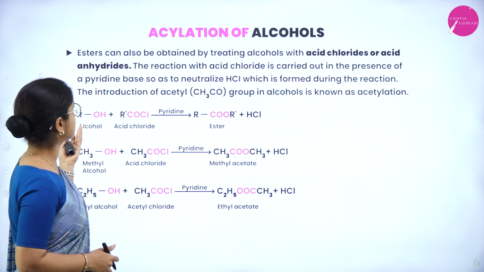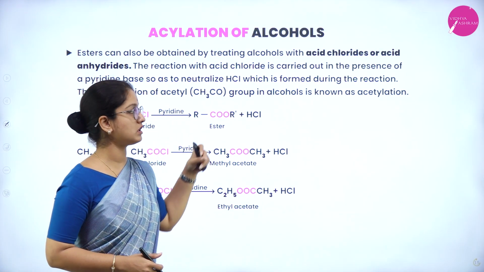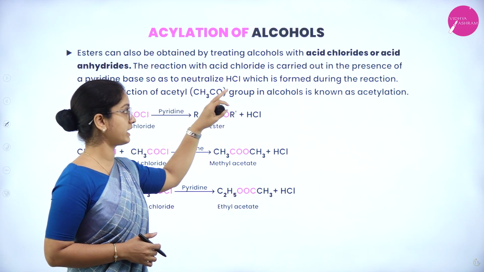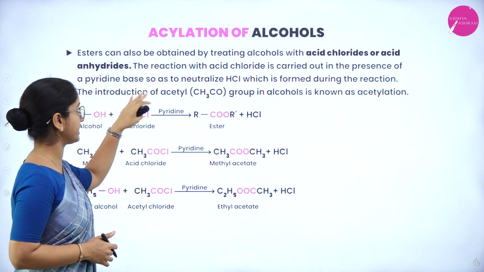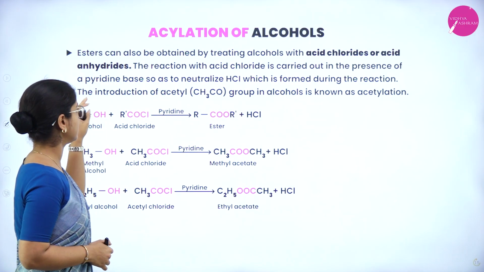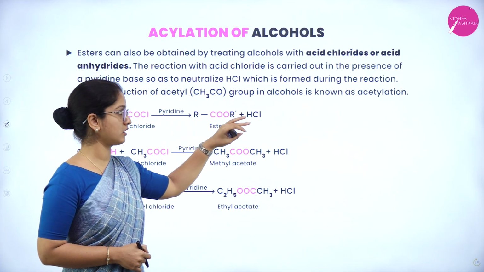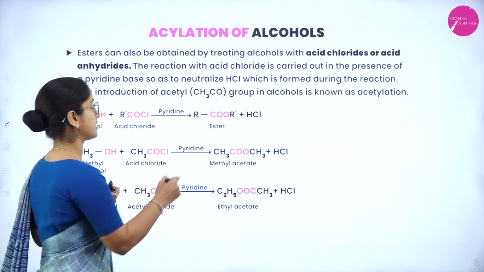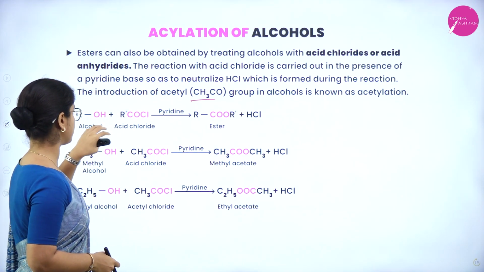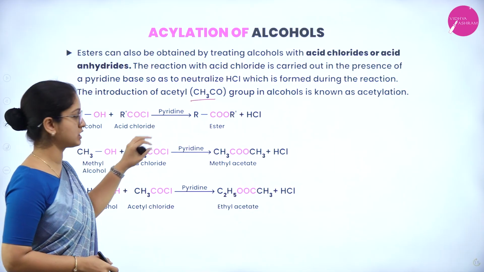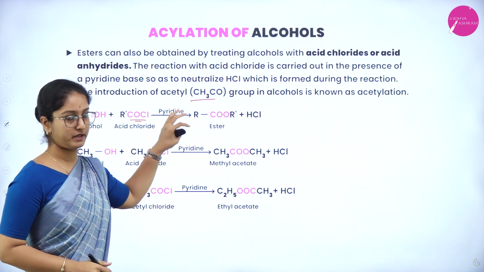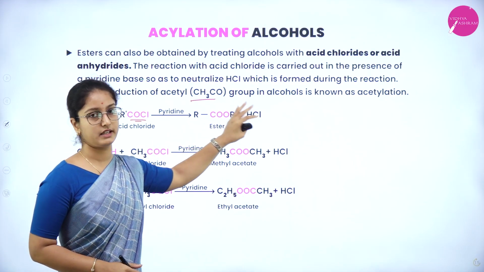Next, esters can also be obtained by treating alcohols with acid chlorides or acid anhydrides. The reaction with acid chloride is carried out in the presence of a pyridine base so as to neutralize the HCl formed during the reaction, and the introduction of an acetyl group in alcohols is known as acetylation. The acetyl group formula is CH3CO. The general equation is alcohol ROH plus acid chloride R'COCl, which in the presence of pyridine forms an ester and HCl.